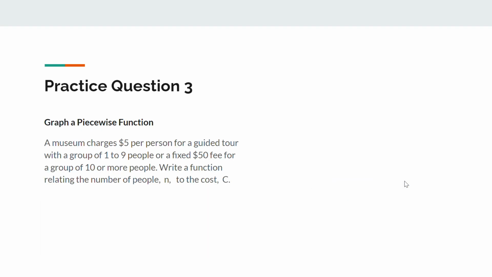For the last practice question, I want you to graph a piecewise function. A museum charges $5 per person for the guided tour with a group of 1 to 9 people, or a fixed $50 fee for a group of 10 or more people. So basically, start with writing the function relating the number of people n to the cost C, and then you graph it. I'll give you guys a minute to work on this, starting from now.